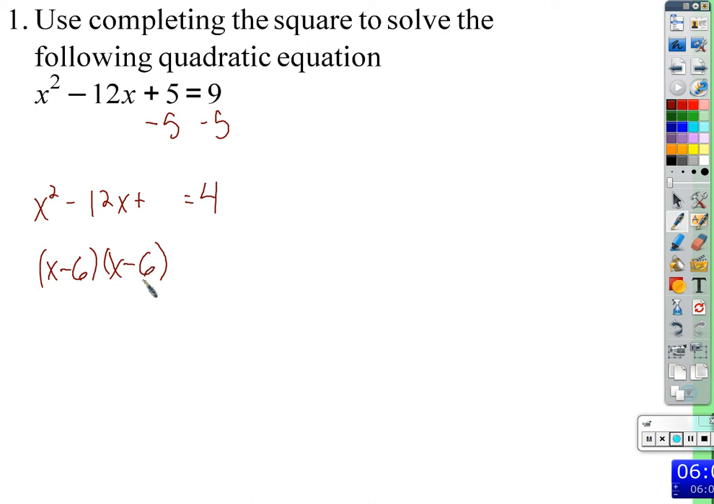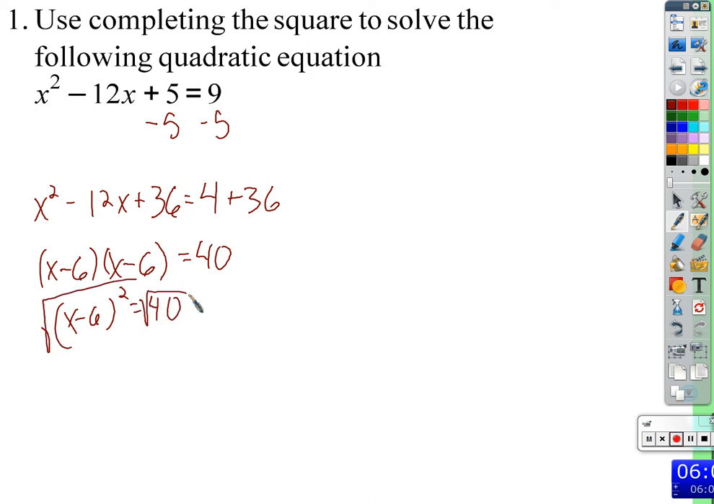Now that we know this has to be x minus 6 and x minus 6, that means what do we have to add on this side? 36. So we have 36 on both sides, so we get 40 here. So we have x minus 6 squared equals 40. Take the square root on both sides.